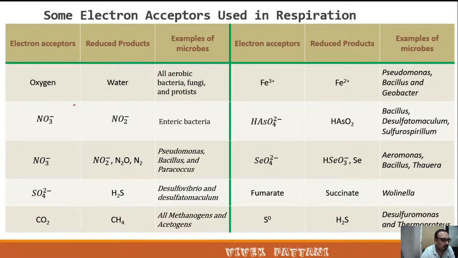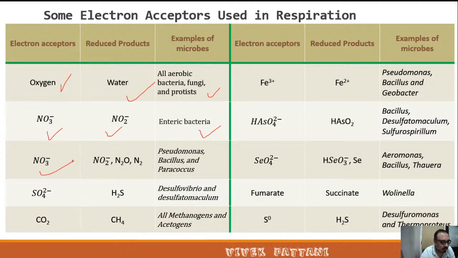So starting with the first one, which is oxygen for the aerobic respiration. Finally the product will be water. Examples are various aerobic bacteria, fungi, protists, etc. Now the anaerobic respiration part, which is the main part of our discussion. The first one is nitrate, which is converted into nitrite. Examples of this process are found in the enteric bacteria.